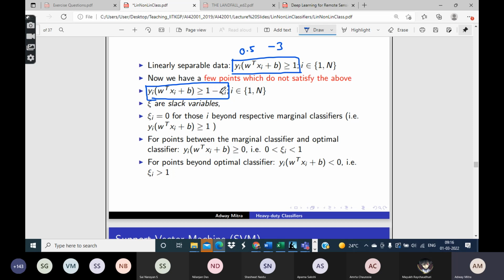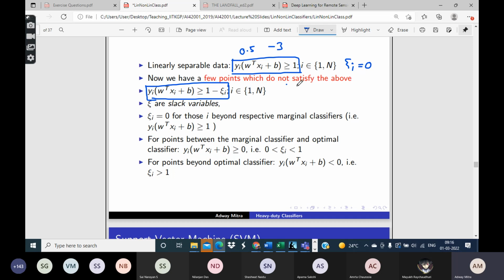I will write it as 1 minus xi i. These xi i's are called the slack variables. Why they are called slack is that if this is correctly classified, then xi i is not needed. Then I can just assume that xi i is 0. But if it does not happen, say this side is 0.5, which is clearly less than or equal to 1, or -3 is less than or equal to 1, then the xi i's will become important.